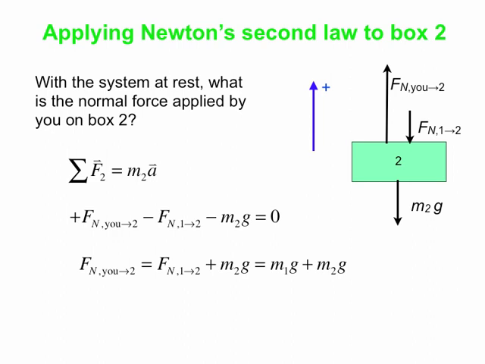We get Fn, normal force, applied by U on 2 is Fn, normal force applied by 1 on 2, plus m2g. Now, when we did the free body diagram of box 1, we just figured out the normal force applied by 1 on 2 in this case has a value of m1g. So we can replace Fn 1 on 2 by m1g. So when we're done, we get the normal force applied by U on box 2 is m1g plus m2g.